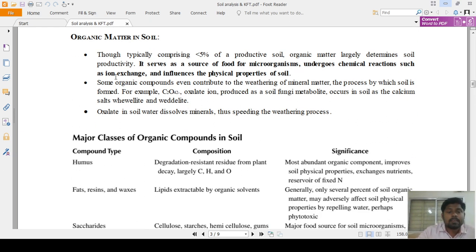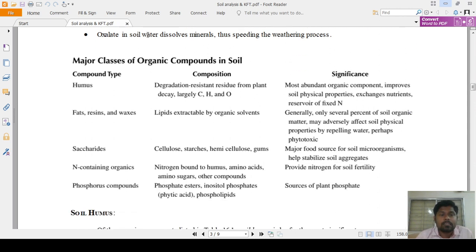Some more importance: organic compounds also contribute to the weathering process of the mineral matter, the process by which soil is formed. One example is given here, the oxalate C2O4 with 2 minus charge. It is not 42 minus, that is a slight correction here, C2O4 2 minus. It is an oxalate ion produced as a soil fungi metabolite, and it occurs in soil as the calcium salts whewellite and weddellite.